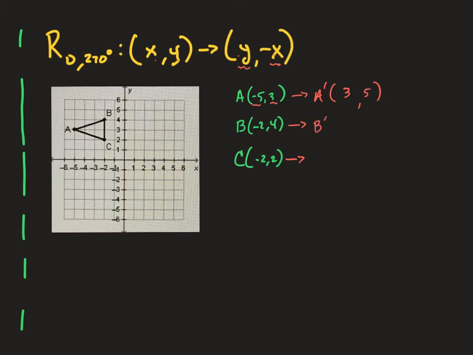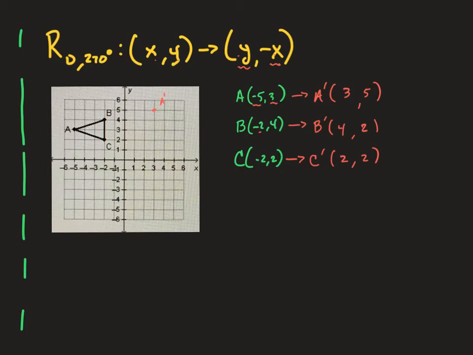And then for B prime, again, the new x value is my old y, which is 4, and then the new y value is -x, which is going to be not a -2, but a positive 2. And then my C prime is going to map, again, my y value and my opposite x value. So if we go ahead and graph these, A prime is going to be 3, 5.